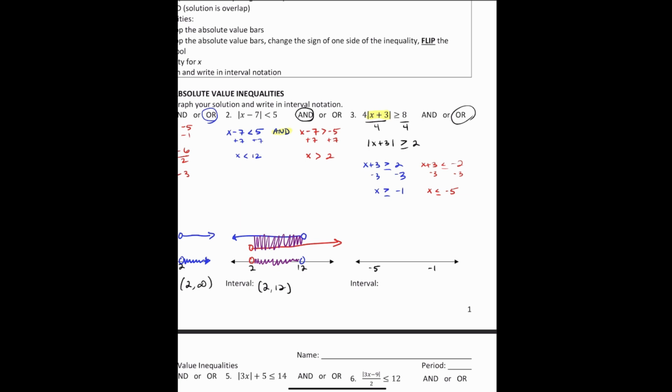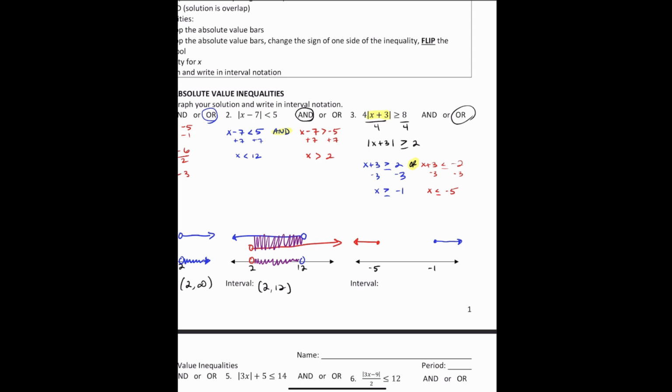So here we go. We have x is less than or equal to negative 5. That's a closed dot, and we're going to be shading to the left. Whereas x is greater than or equal to negative 1. That's a closed dot, and we're shading to the right. So remember, we're dealing with an OR problem. We're looking at what are all the x values involved in number 3.